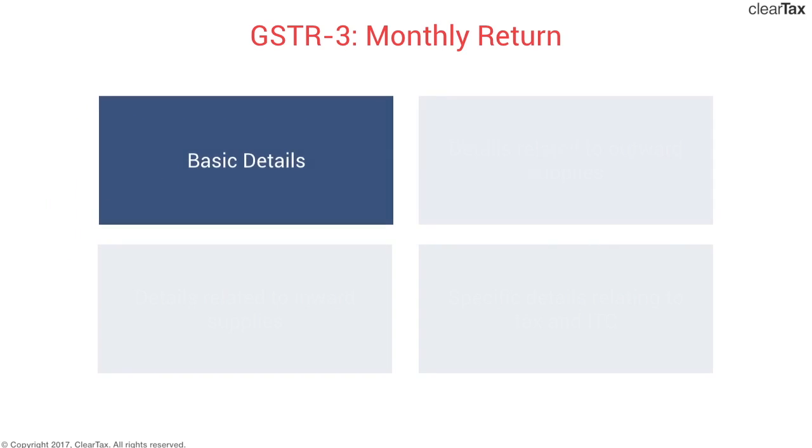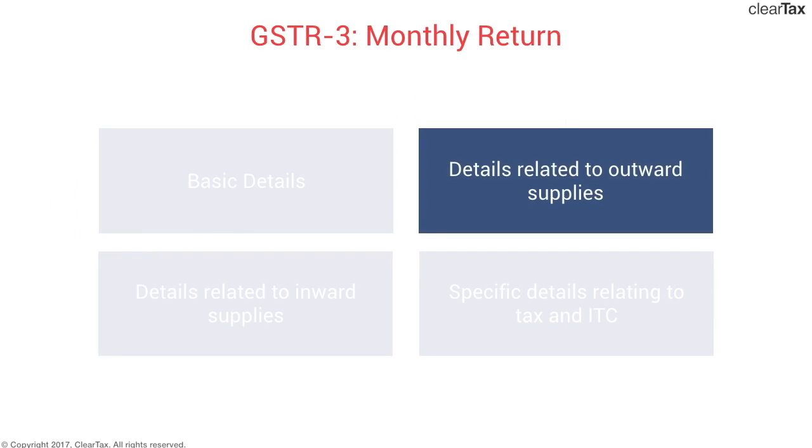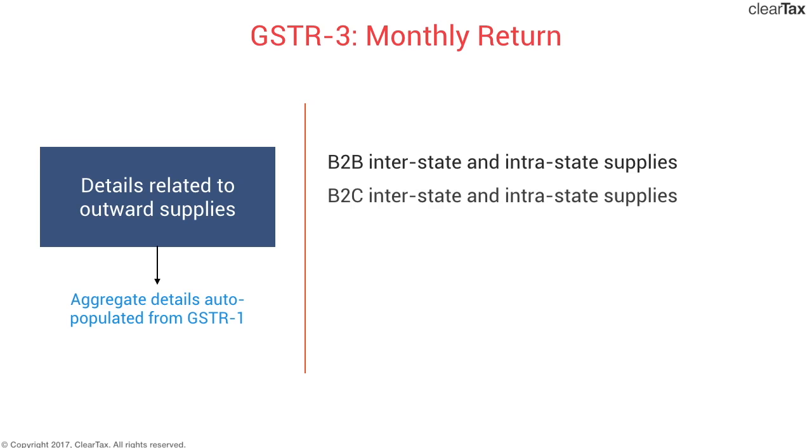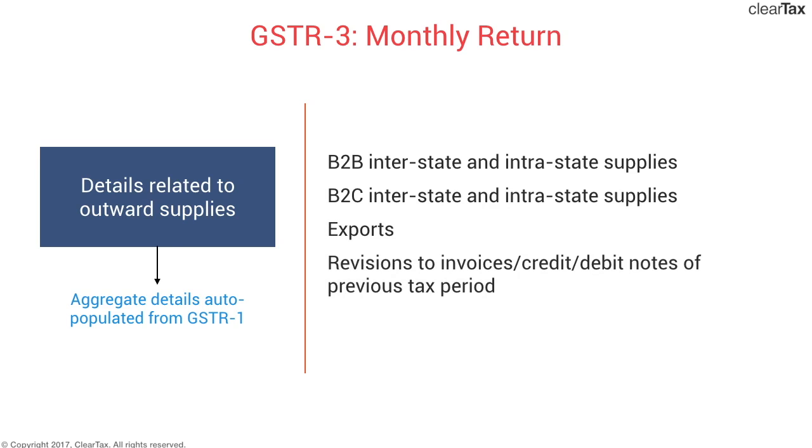Moving on to details related to outward supply. This is an aggregate detail of GSTR-1, and therefore it will be auto-populated from that return. The details that are captured are B2B supplies, that's supplies made to registered taxable persons, interstate as well as intrastate; supplies made to unregistered taxable persons, B2C supplies, interstate as well as intrastate; exports; and any revisions to invoices, credit notes or debit notes of previous tax periods. These are the only transaction level details that are captured. Any revisions, the rest are aggregate.